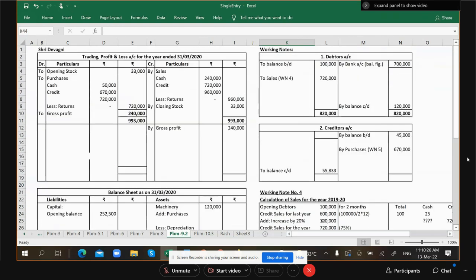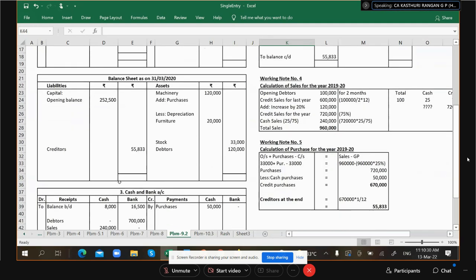So bank account debit to debtors. In debtors account, by bank, 7 lakh. In bank account, to debtors, 7 lakh. Okay? Are you clear, friends? I may do it fast, but that is how you do it in the exam also.